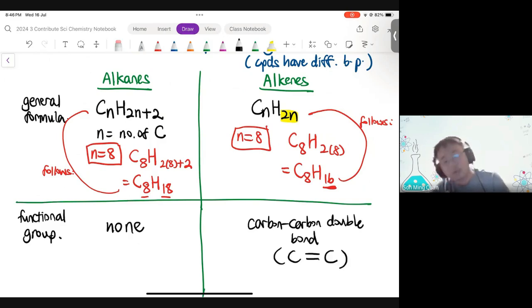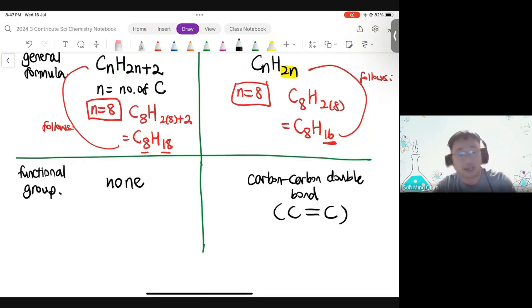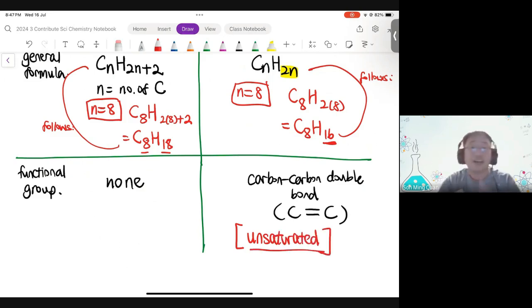Okay? Now, because alkenes have the carbon-carbon double bond present, we say that alkenes are unsaturated. Now, the word unsaturated in organic chemistry means the molecule contains at least one carbon-carbon double bond. So in the case of alkenes, they have one carbon-carbon double bond. Therefore, we say that alkenes are unsaturated molecules. We are going to come back to this in a short while. How do you actually test for unsaturation?